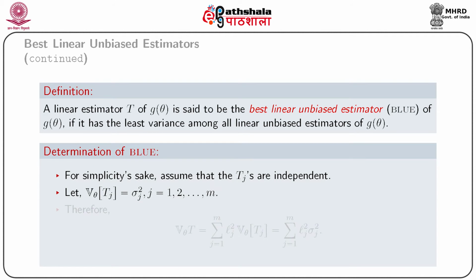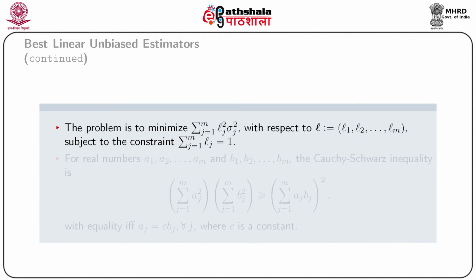Now we discuss how to determine a BLUE. For the sake of simplicity, we assume that the Ti's are independent. Let variance of Ti equal σi² for all i equals 1 up to k. Then the variance of T is given by summation over i from 1 to k of li² σi². Now our problem is to minimize summation over i from 1 to k of li² σi², subject to the constraint summation li equals 1.